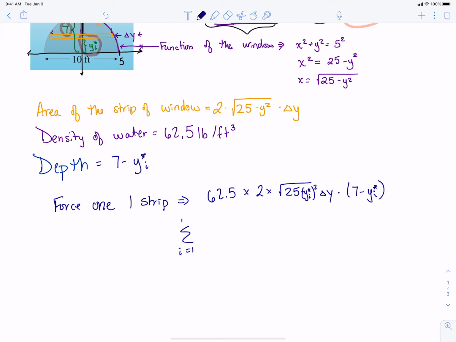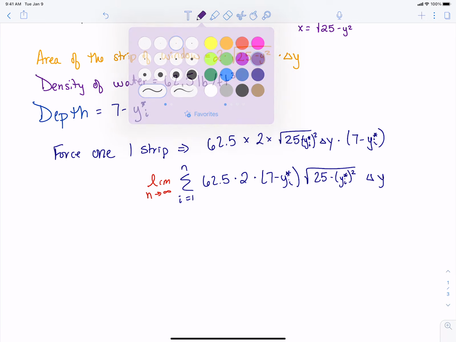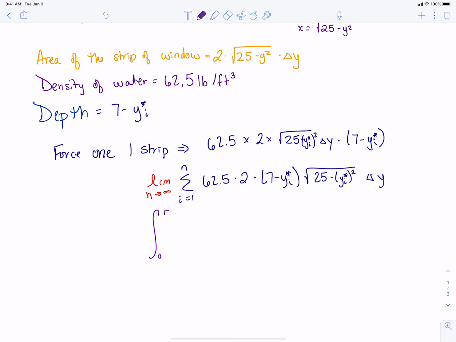We would add these up and we would get 62.5 times 2 times 7 minus y, and then our square root of 25 minus y squared, get all of our notations on there, and then delta y. We always put delta y at the end. And boy, what does this look like? Maybe it'll help if we do the limit as we go to infinity. This is just another integral. That's integrals after integrals after integrals. And this is going from 0 to 5.